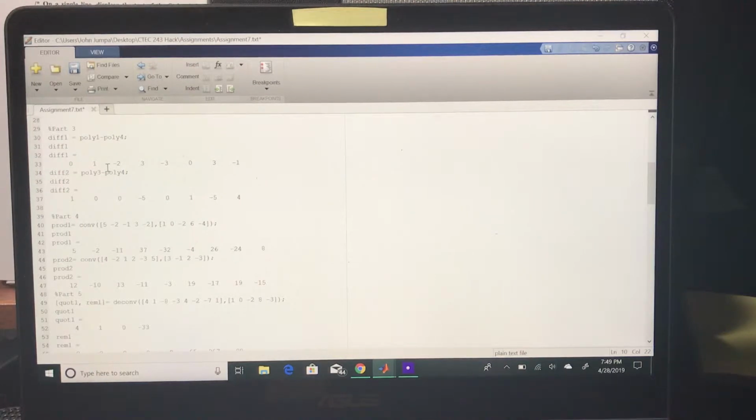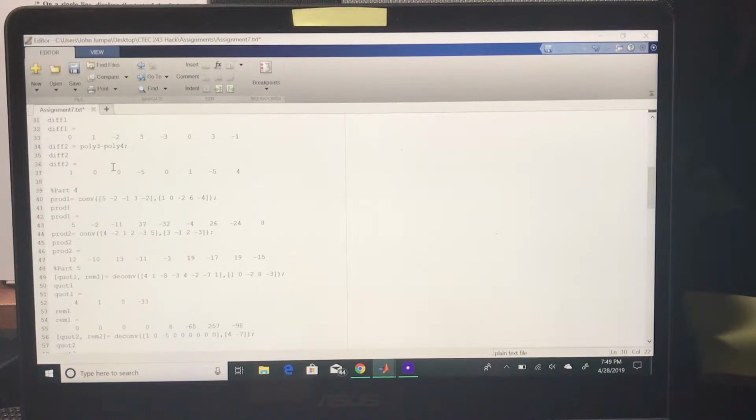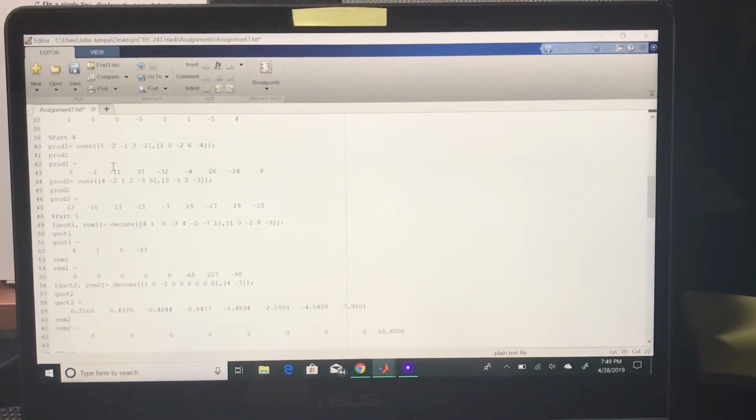Again, just write diff1 equals poly1 minus poly4, and you should not receive an error saying that the matrices are not the same size, therefore you cannot subtract. And you can now do part 3. Part 4.